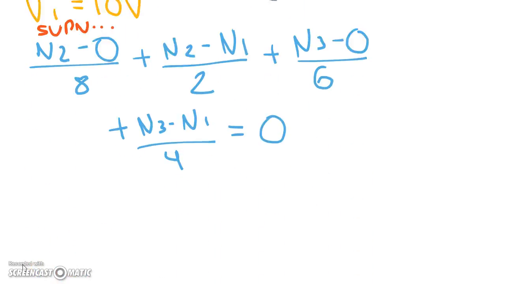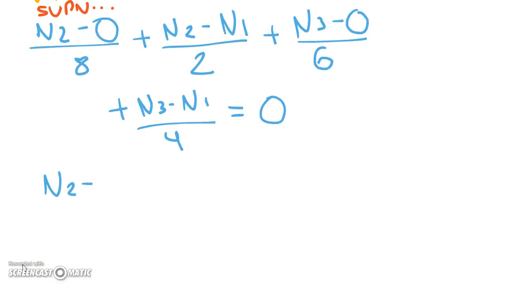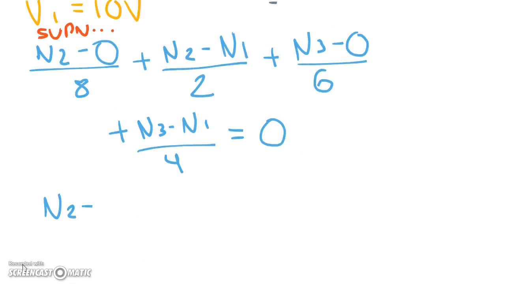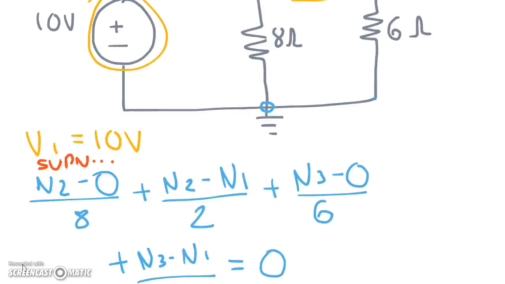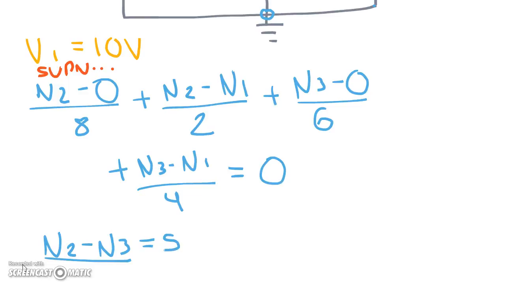So the equation will be N2 minus N3 equals 5 volts, without dividing by anything, because we cannot divide it. So now we have to solve these equations. You can solve them however you like. You can use matrices, or you can use, as I do, a TI-Nspire. So let's do it.